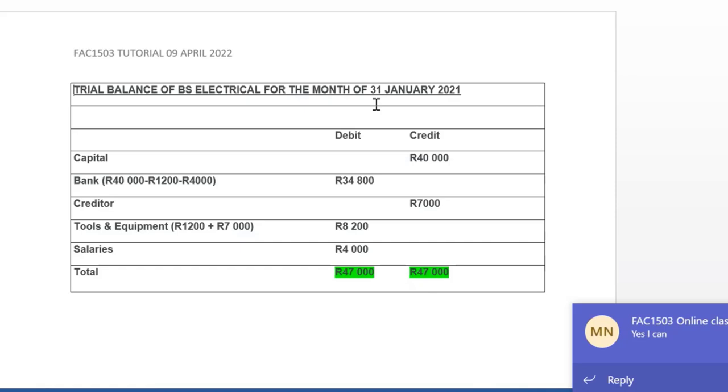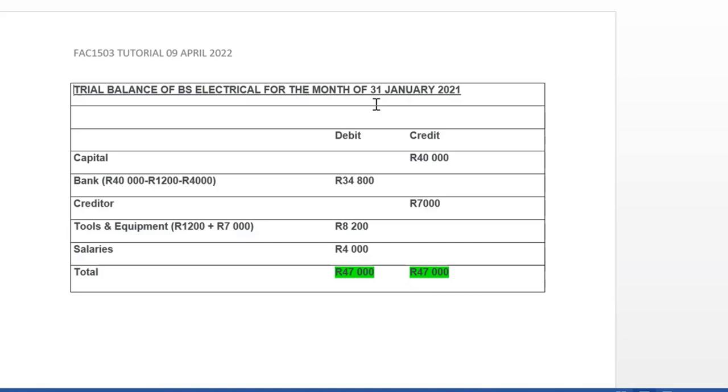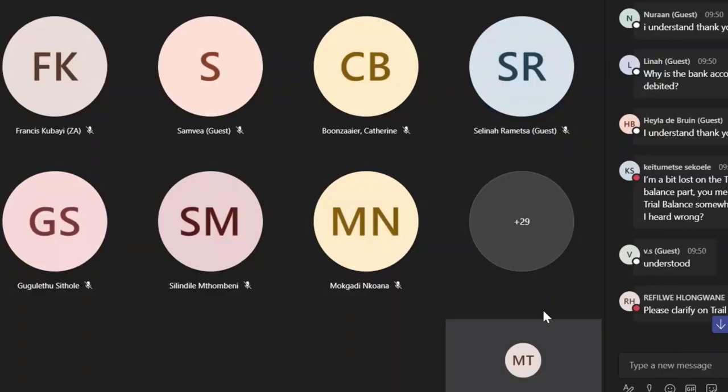This is what I'm talking about. To say that, can you see that capital? This is what I was talking about. I'm crediting it in the trial balance. So basically, Refilwe is saying, please clarify the trial balance.